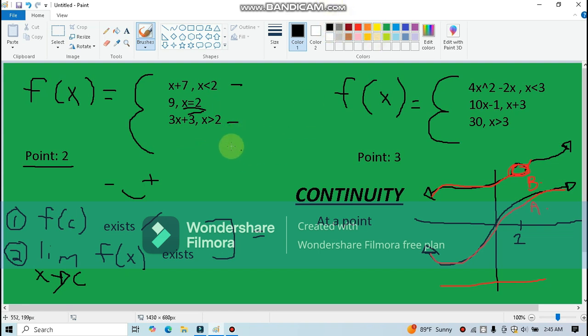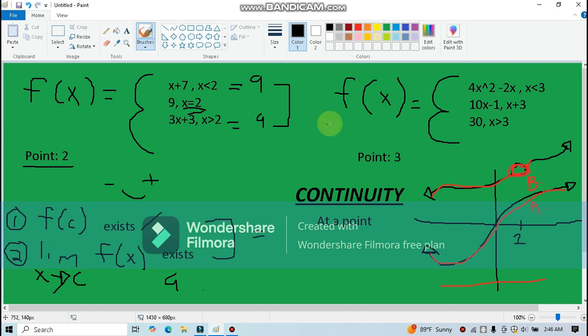So we're just going to substitute x is equal to 2, so 7 plus 2 is 9. 3x plus 3 as x is greater than 2, so 3 times 2 is 6 plus 3 is 9. Since both of them are the same, therefore the limit as x approaches c is 9. Now, since f of c is equal to 9 and the limit as x approaches c is 9, all three are satisfied. So we can say that this piecewise function is continuous at point 2.